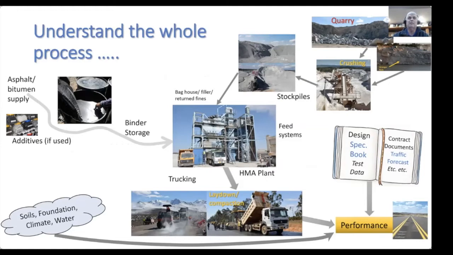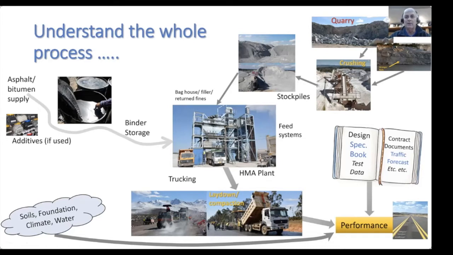We have to understand the whole process. This slide is a little bit busy, but we have to understand everything from quarrying, the rock sources that we're using, crushing, how the material's crushed, what stockpiling arrangements are there, how the stockpiles are constructed. Look at the bitumen supply, additives, how that goes into binder storage, and then we have to consider a HMA plant. In this case, this is a batch plant. This is in Africa, and this is of Chinese construction, but it doesn't make any difference. They're basically all similar styles of plants that we see.